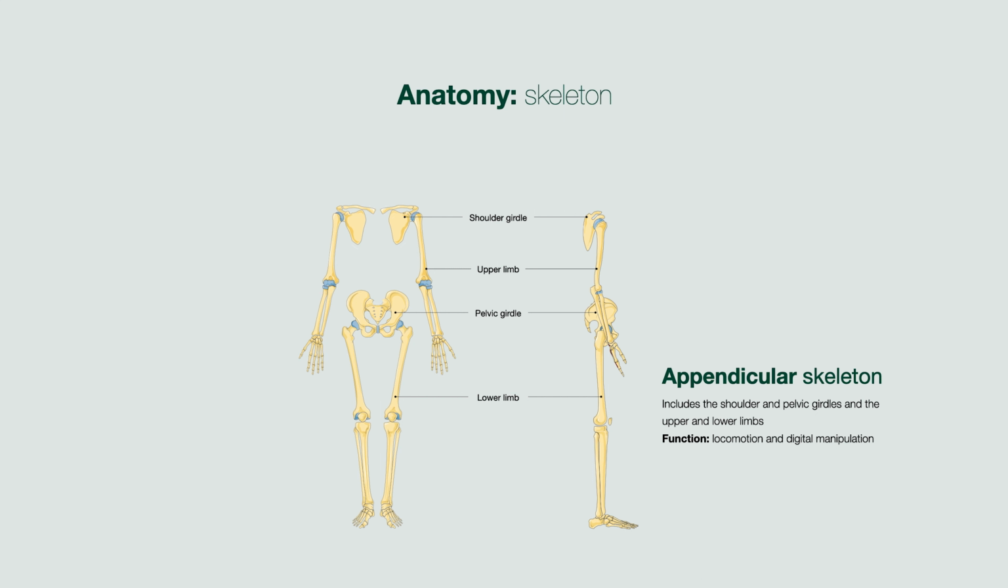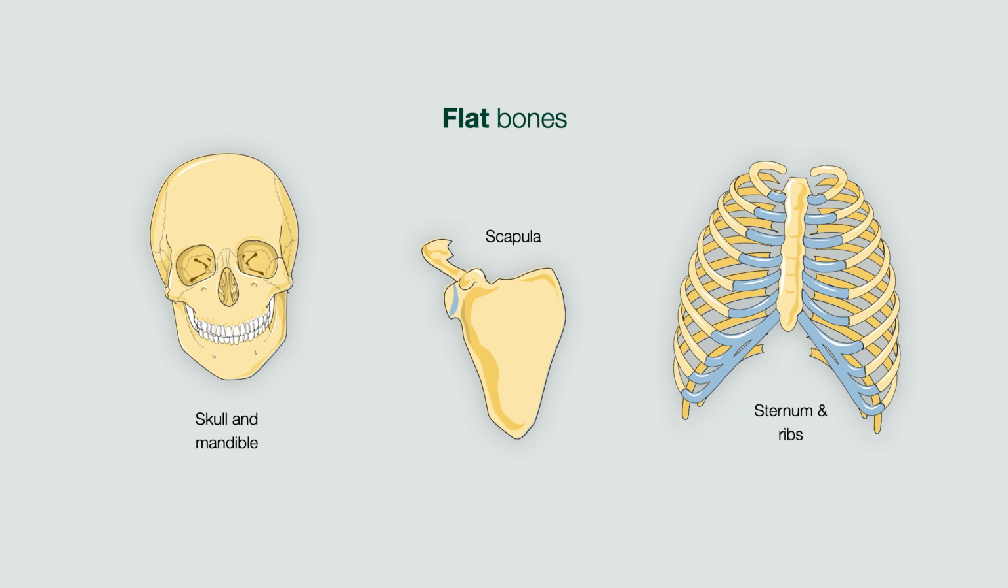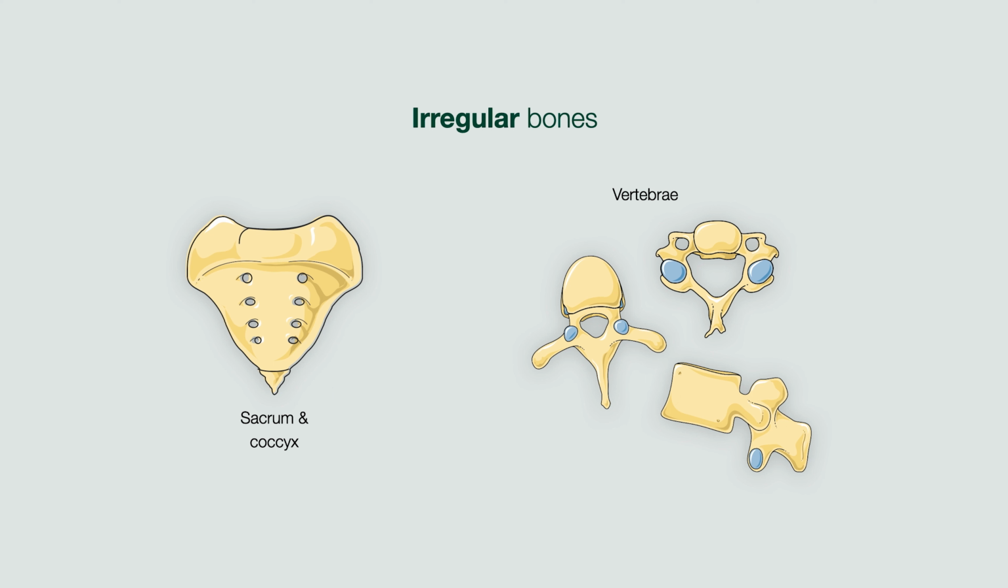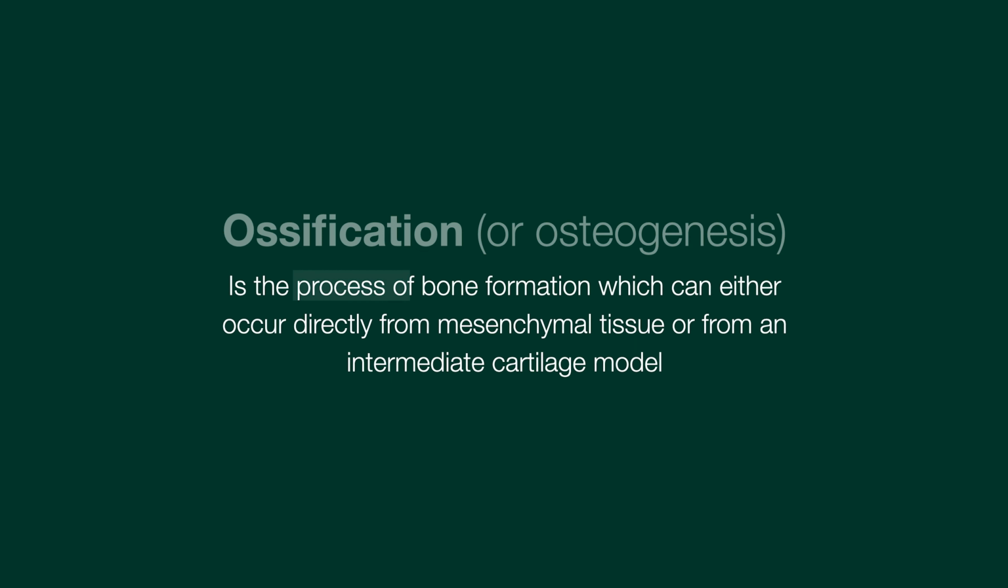There are various types of bones. There are long bones, short bones, flat bones, and irregular bones. All bones are formed through a process of ossification or osteogenesis. This is a process of bone formation, which can either occur directly from mesenchymal tissue or from an intermediate cartilage model. It starts at 6 to 7 weeks during embryological development.